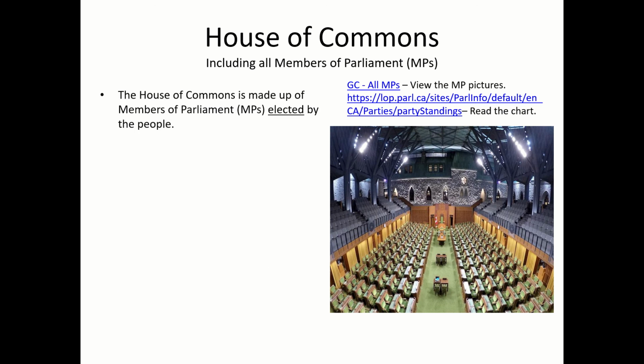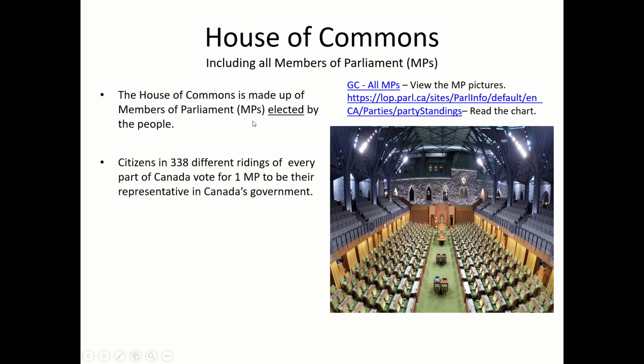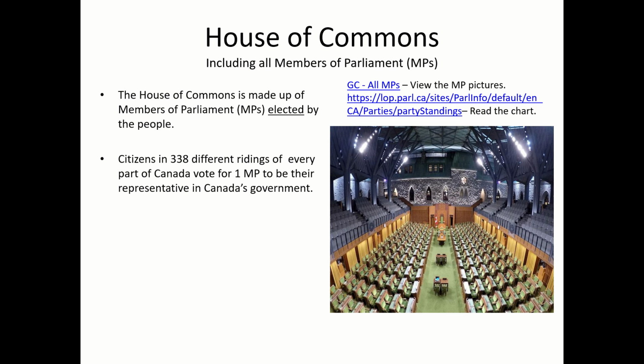So, like I mentioned before, the House of Commons is made up of those members of Parliament that are elected by the people. In those 338 ridings, they all get one member of Parliament to be the representative for the government. Any member of Parliament can present a bill, which is their proposal for a new law that gets voted on by the large group there. So it doesn't have to be just the cabinet or the prime minister.